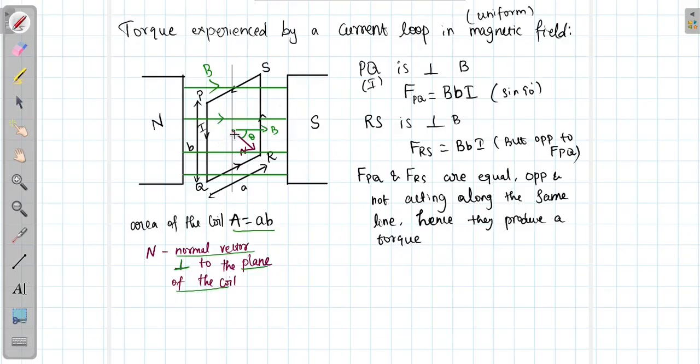If the two forces act along the same line, the net force becomes zero. Otherwise they produce linear motion, not rotational motion.